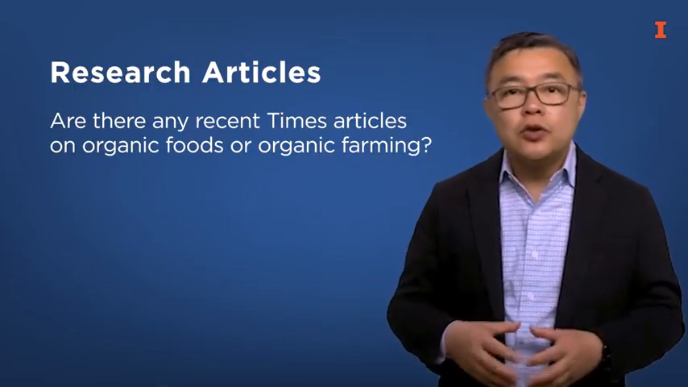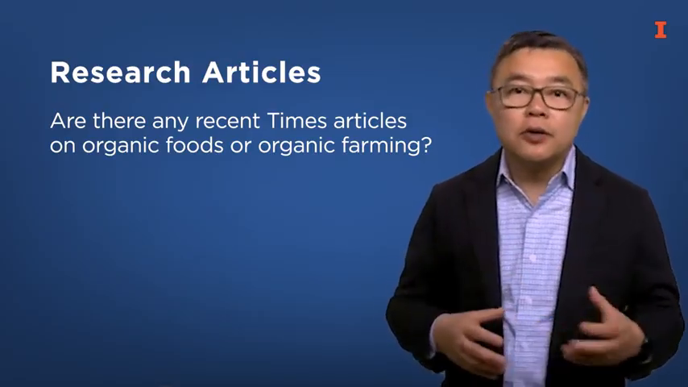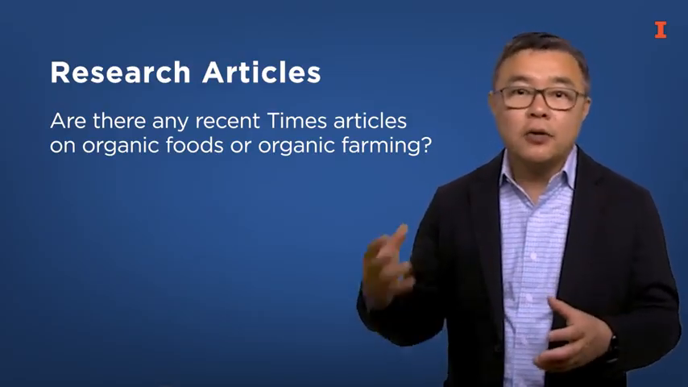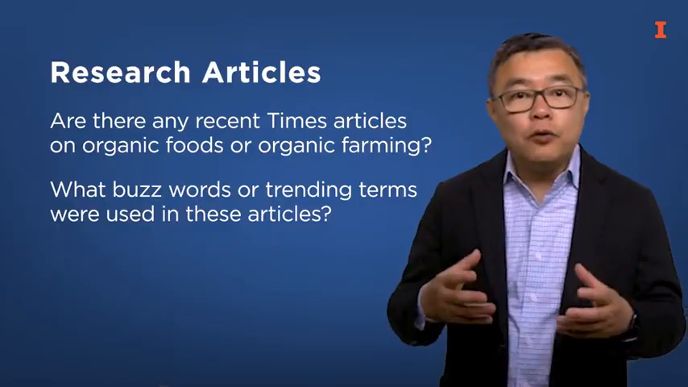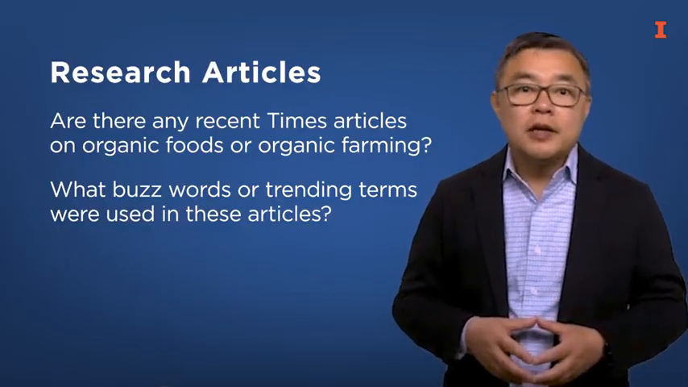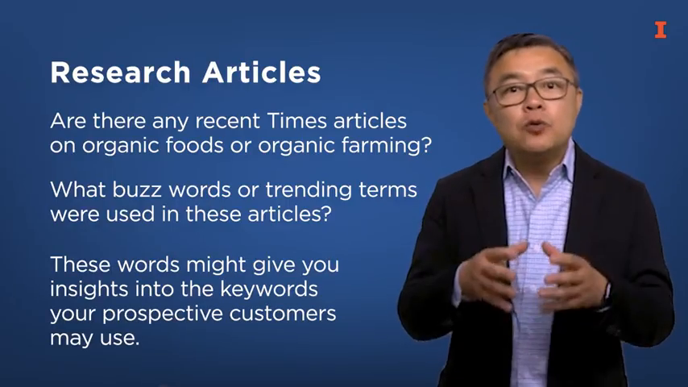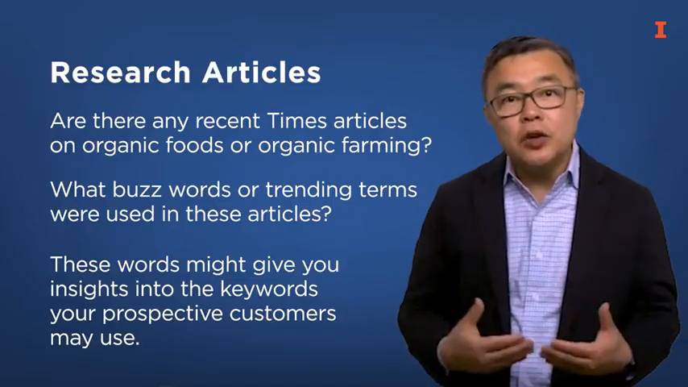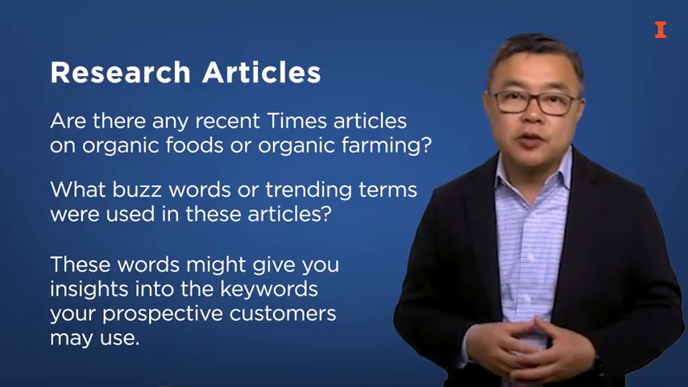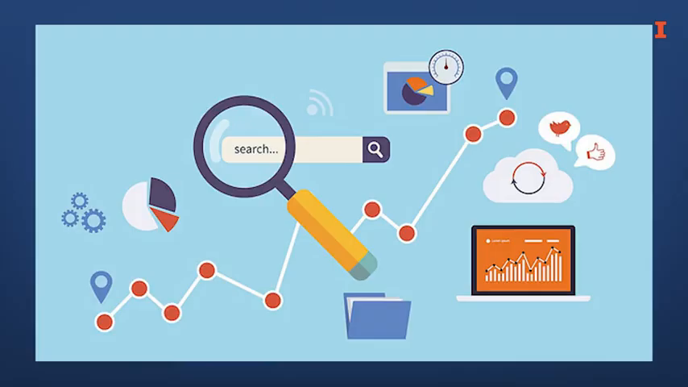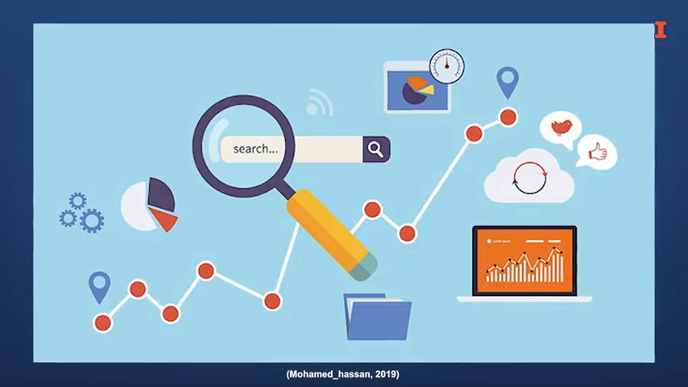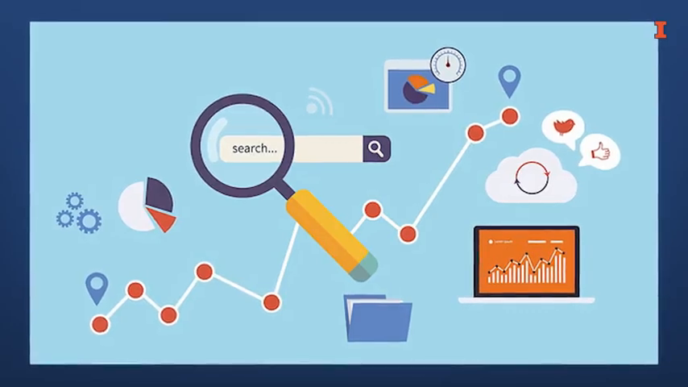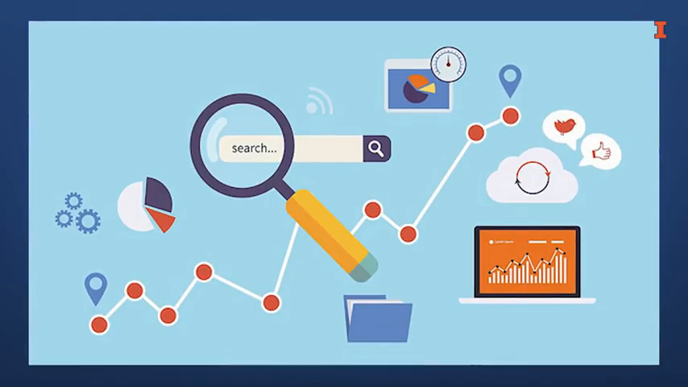If so, you should be looking for recent articles in the New York Times on organic foods and organic farming. And then you will look for buzzwords and trending terms that were cited in these articles. These words might give you insights into the keywords your prospects may use to search for related information. Now, there are also many keyword analytics tools and services to help you discover exactly how your prospects are searching for businesses like yours. I'll list some of them in the additional resources section of this course.